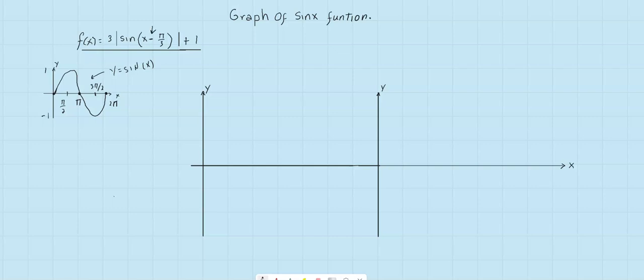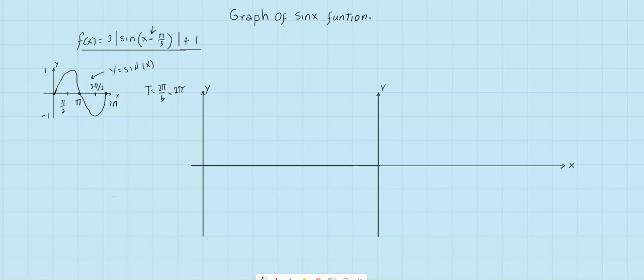First let's find our period. Our period is equal to 2 pi over b, where b is the coefficient in front of x. We have 1, so 2 pi divided by 1 is equal to 2 pi. Our amplitude is 3, our shift is 1 up, and our horizontal translation is pi over 3.